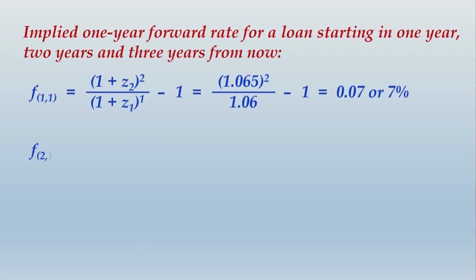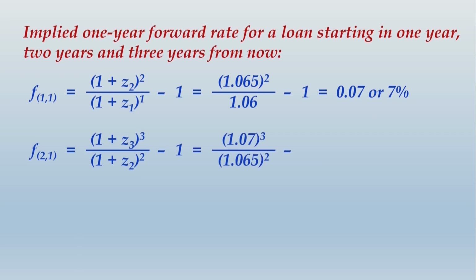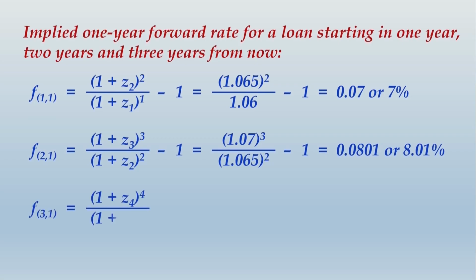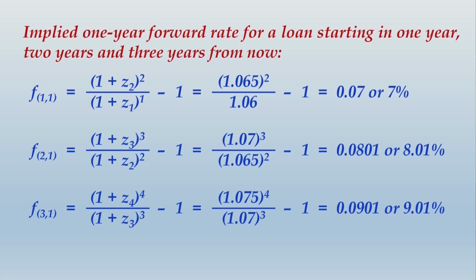Same way you work out F2, 1 and the result over there will be 8.01%, and F3, 1, when you make the computation, the result will be 9.01%. So please write up these calculations and then I take you ahead.